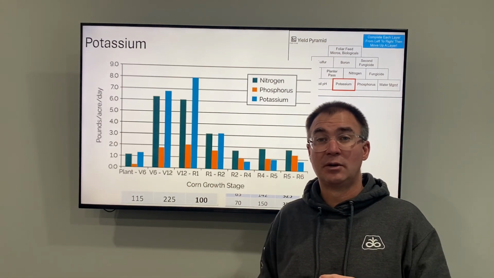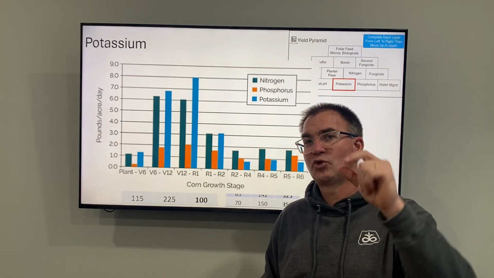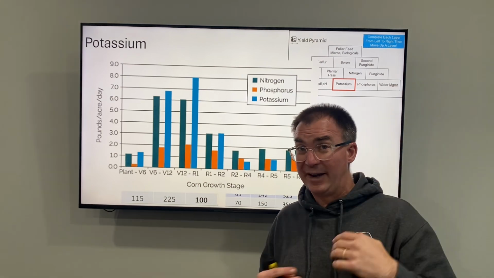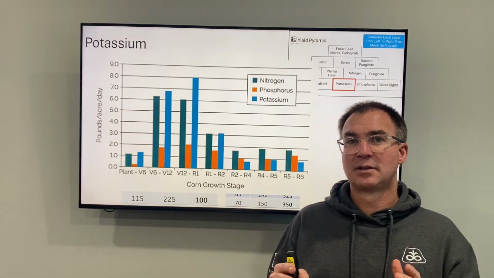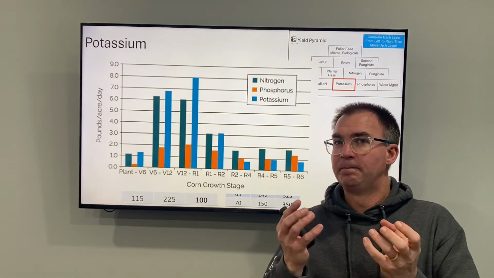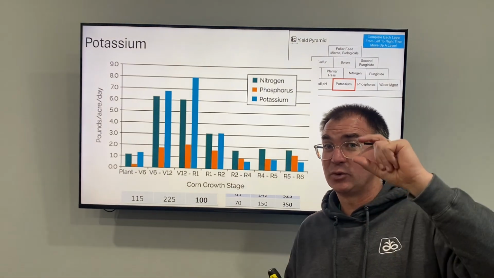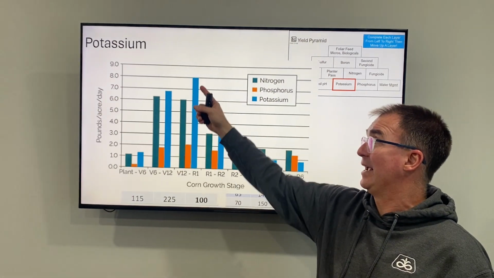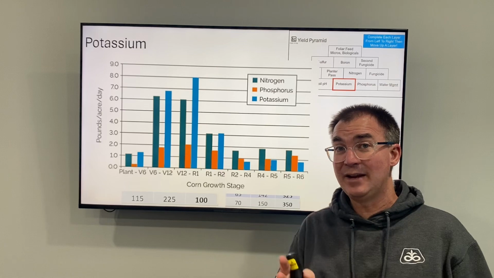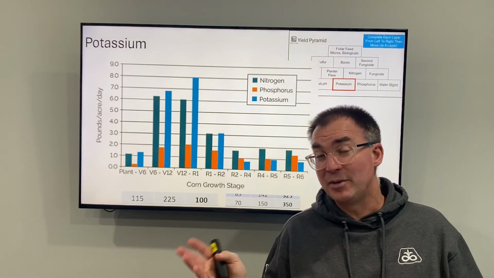Think back to this past year. We had a dry June. How dry was that soil? From my experience, that top inch and a half dried out. When that happens, roots don't go into dry soil. So while my fertilizer sits on the soil surface, the roots can't access it. Can I supply 8 pounds, 7 pounds per day? In that case, probably not.